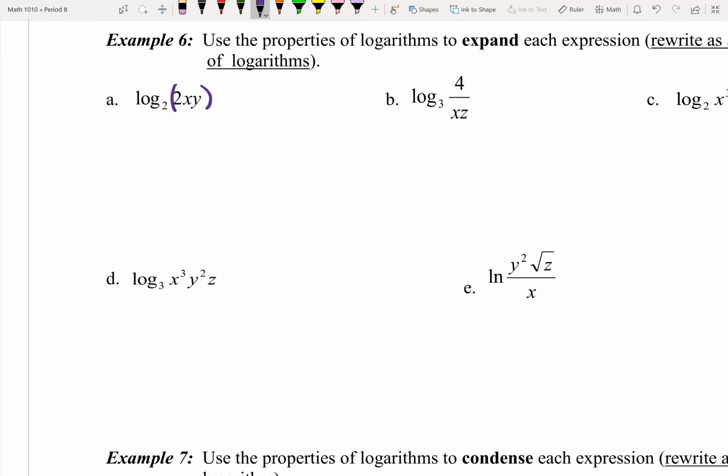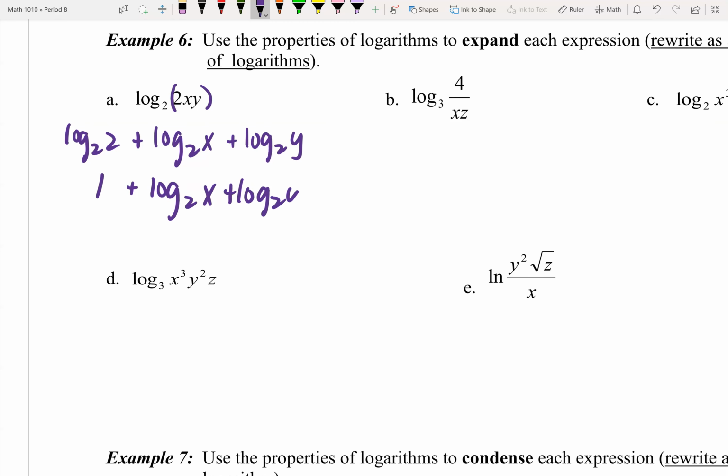Good. So everybody go log base 2 of 2 plus log base 2 of x plus log base 2 of y. If this were a test or a quiz and that was your answer, you would not get full credit. What's wrong? Log base 2 of 2 is a 1. You're exactly right. So this is 1 plus log base 2 of x plus log base 2 of y, and that's your answer.